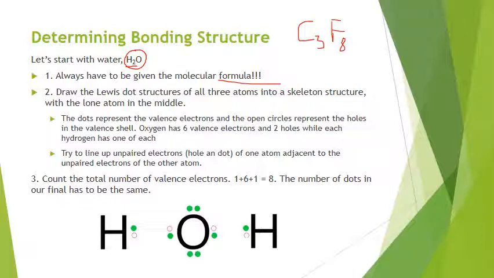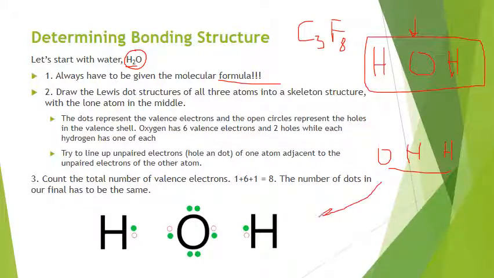Okay, next you need to draw the Lewis dot structure of all the atoms into a skeletal structure. For water, basically you just draw it like this. That's the first step. Usually there's just one lone atom, and you put it in the middle and the other ones on the outside. Usually you don't put things together like this. You try to make it look symmetrical. Once you have this, you add the dots.